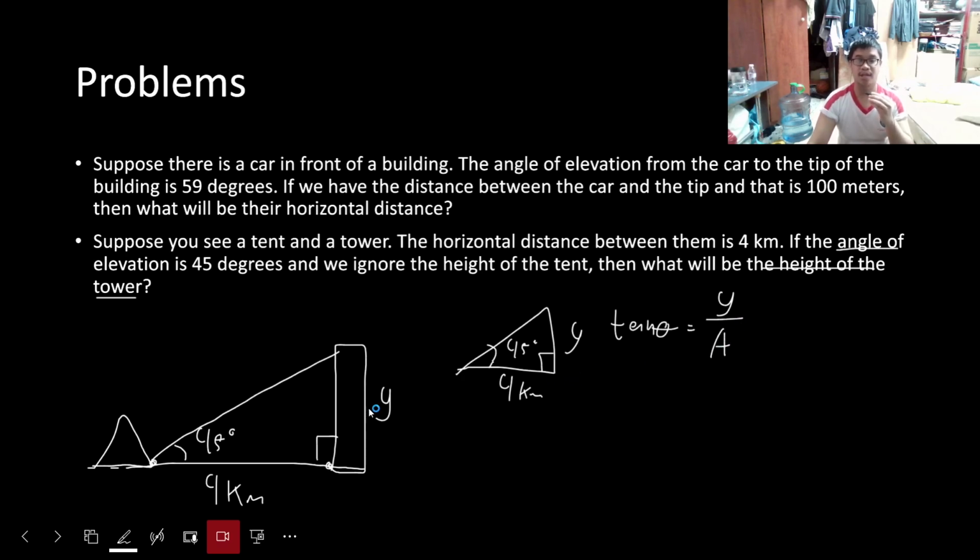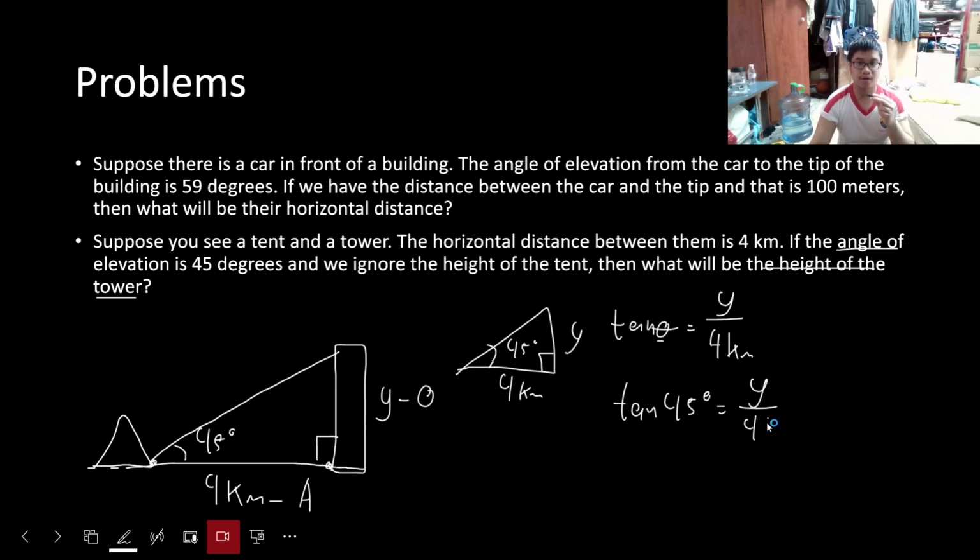What is the opposite side? The opposite side is non-adjacent, which is not beside the angle. So this is your opposite. On the other hand, I told you the adjacent is beside the angle. So this is your A. Here we can substitute our O as y and our A as 4 kilometers. Then the angle given here would be 45 degrees.